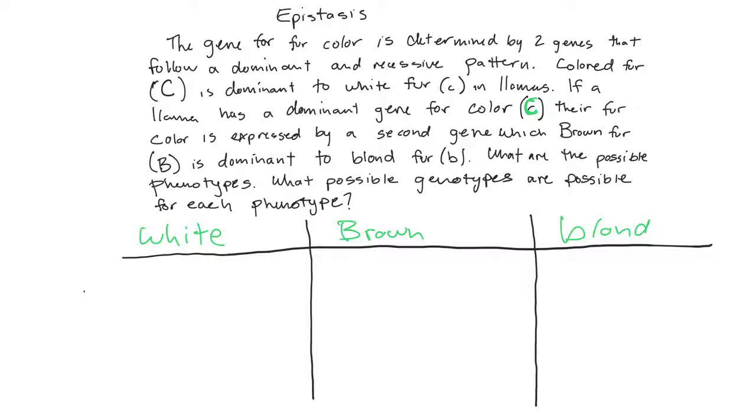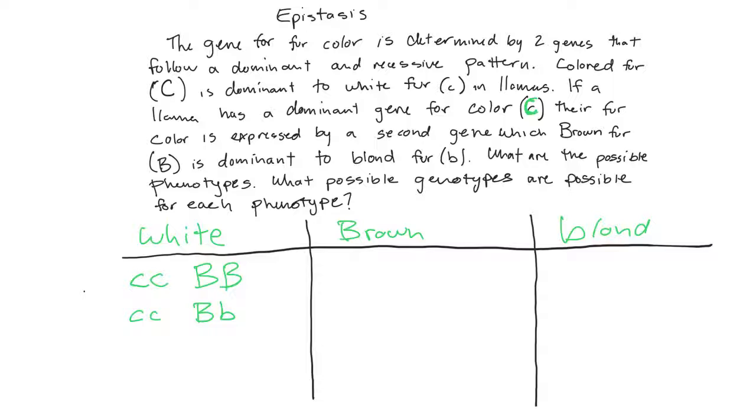What are then the possible genotypes for each? Right, so if you're white, you have a lowercase c. What about the second gene? Yeah, the second gene doesn't matter, but you could have this or that, right? But basically, if you don't have the color gene, then you can't be brown or blonde. You're just white, right? That's little c, little c.